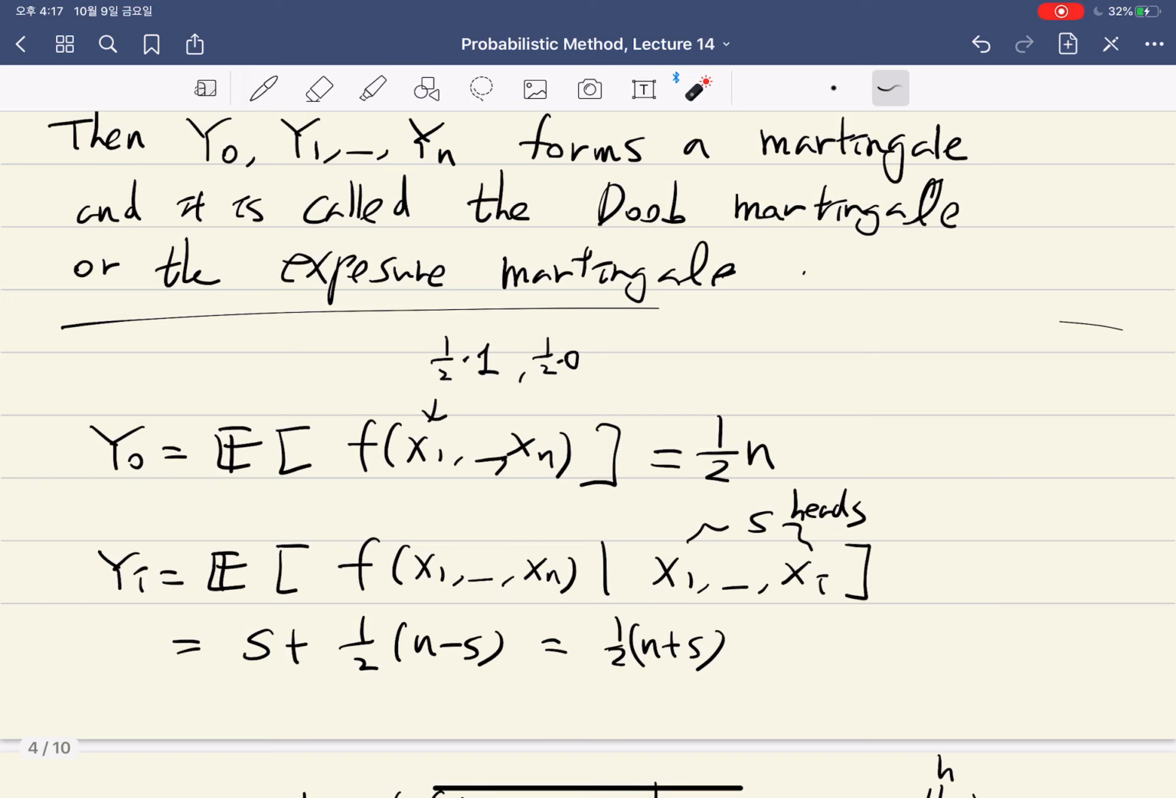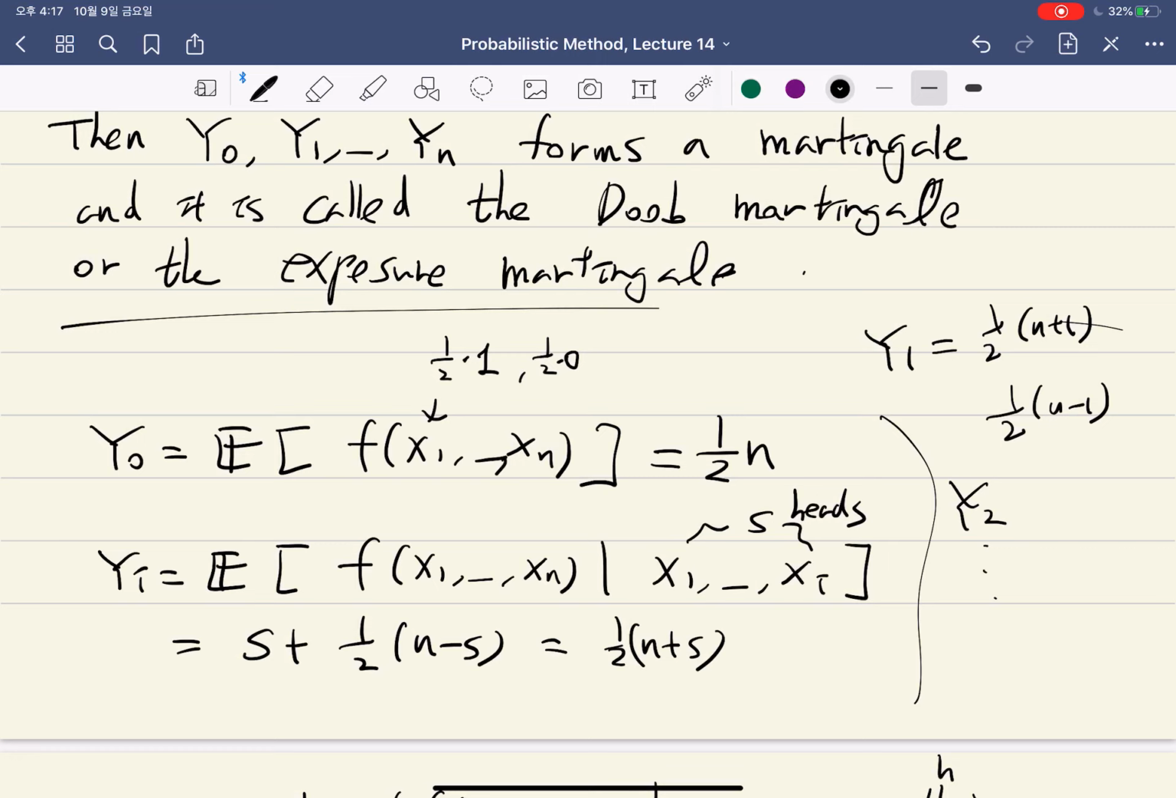But at the beginning, this value was half n. But when you go to Y_1, then it becomes half times n plus 1 or half times n minus 1, depending on whether it's head or tail. And Y_2 as well, Y_3 as well. So you can actually check that in this simple example, every time the value changes by at most half. So it goes up half or goes down half.